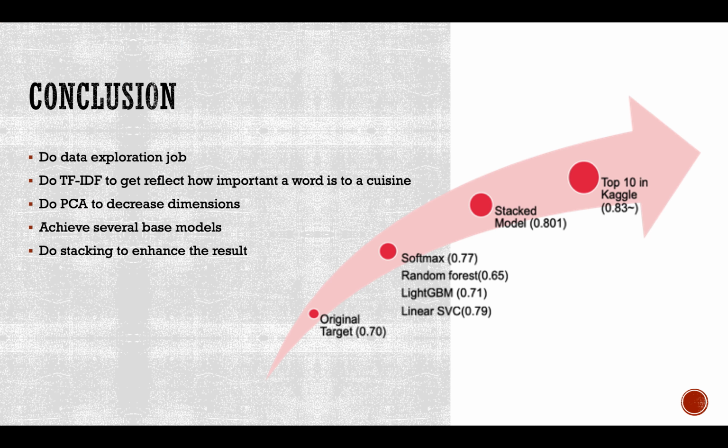In summary, this is what we did. First, do data exploration. Second, do TF-IDF to reflect how important a word is to a cuisine. Third, do PCA to decrease dimensions. Fourth, achieve several base models, including softmax regression, random forest, LightGBM, and linear SVC. Finally, do stacking to enhance the result.